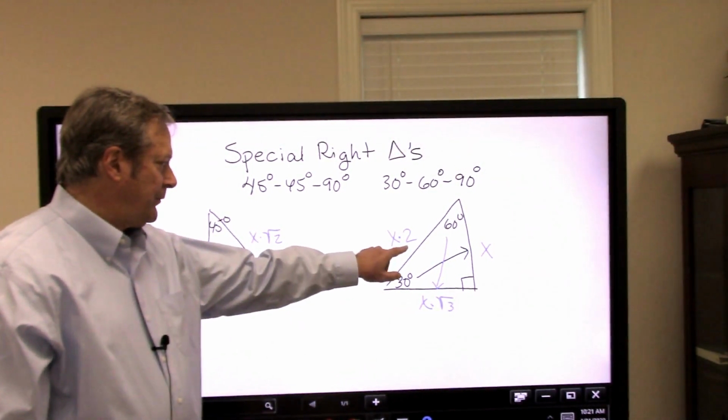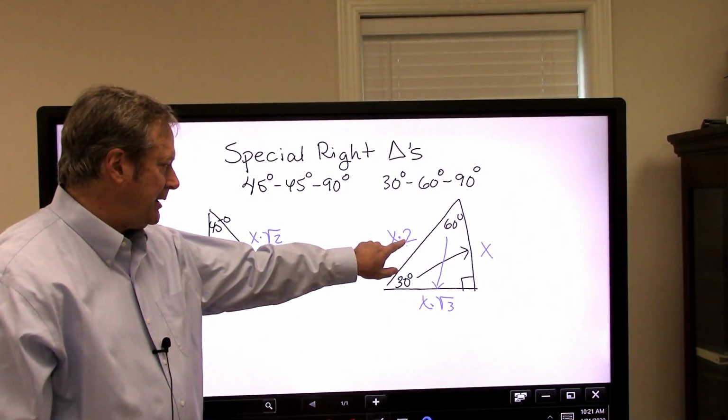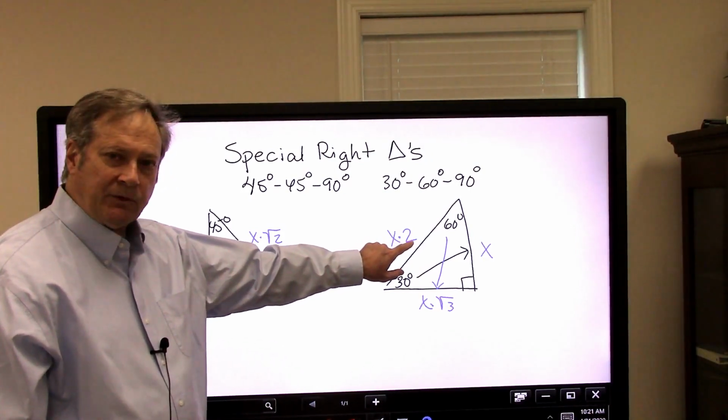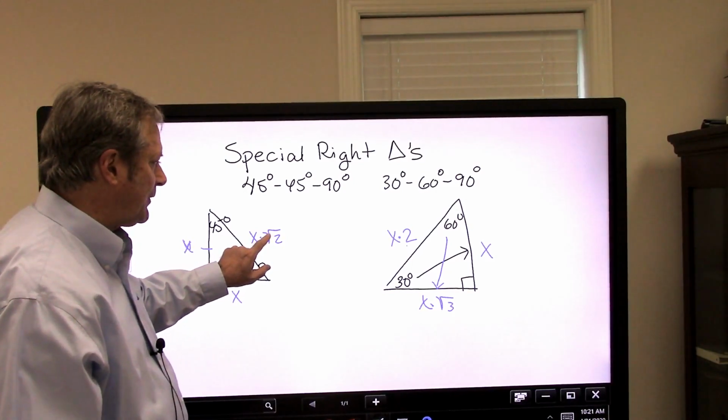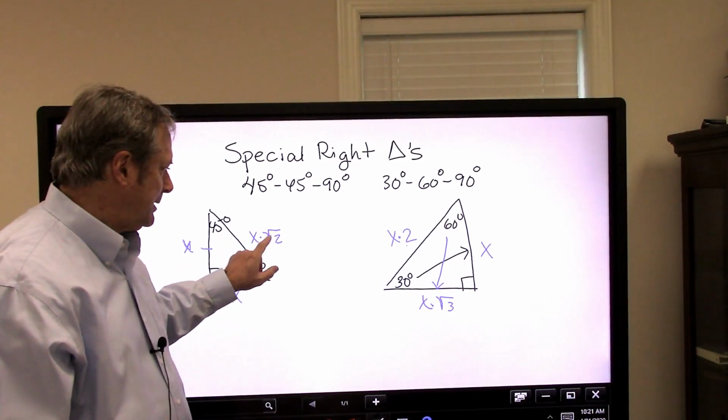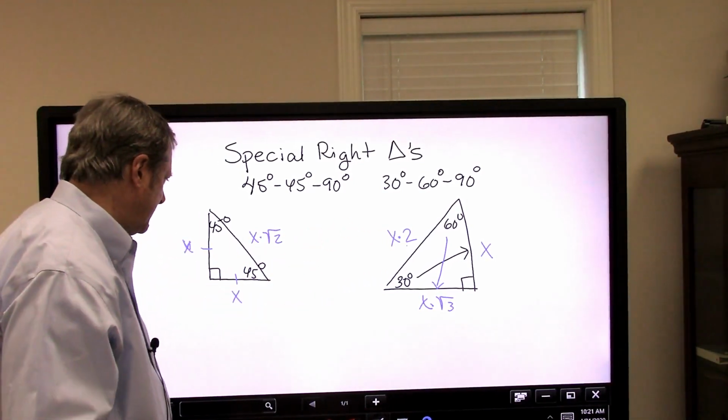Now, guys, notice the difference. With the 30, 60, 90, it's the x times the number 2. With the 45, 45, 90, it's x times the square root of 2. You don't want to get those two confused.